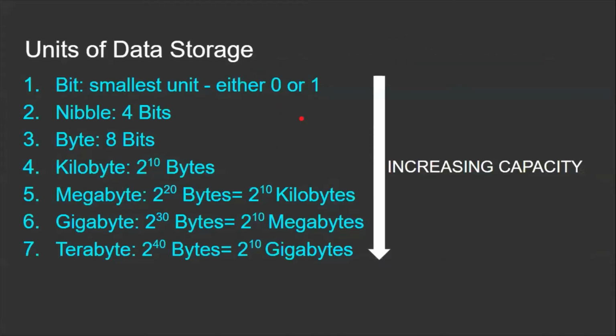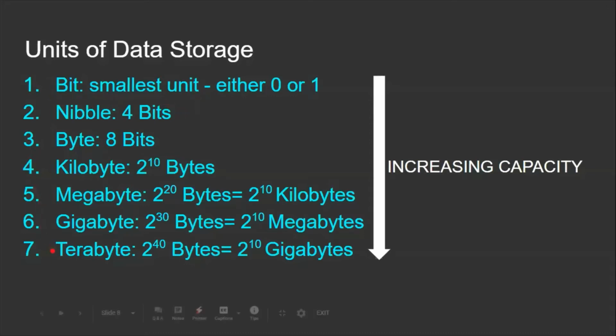So now, units of data storage. As all of you might be aware, computers have millions of chips inside them called transistors. And the transistors' on and off states are represented by 0 and 1. So a bit is either a 0 or a 1, basically an on state or an off state of a transistor. This is the smallest unit of a computer's memory.